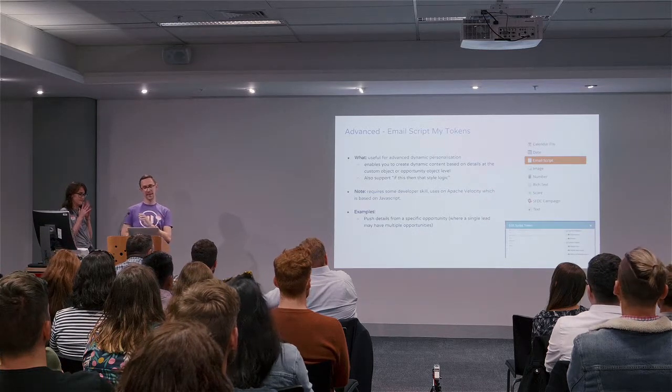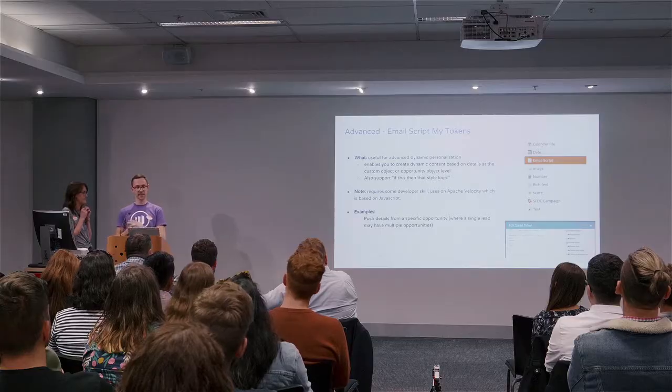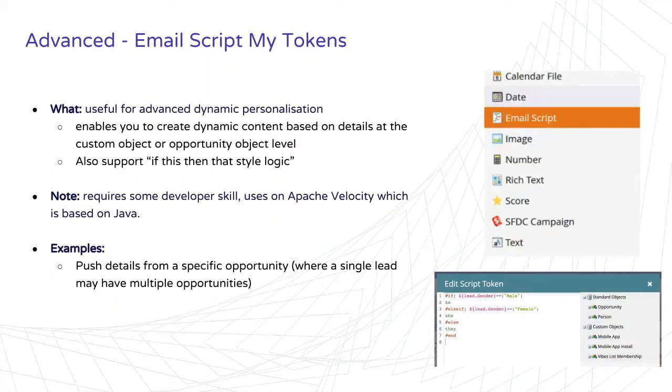Now this is where tokens can get even trickier, because this is where we can start using script tokens. This is useful for the next level, or the super advanced kind of dynamic personalization within any of your email assets or landing page assets. It essentially allows you to create dynamic content based on details either at the custom object or opportunity object level. As I say, this is getting a little bit more advanced. It does support if this, then that style of logic, unlike what the traditional dynamic content within Marketo does.